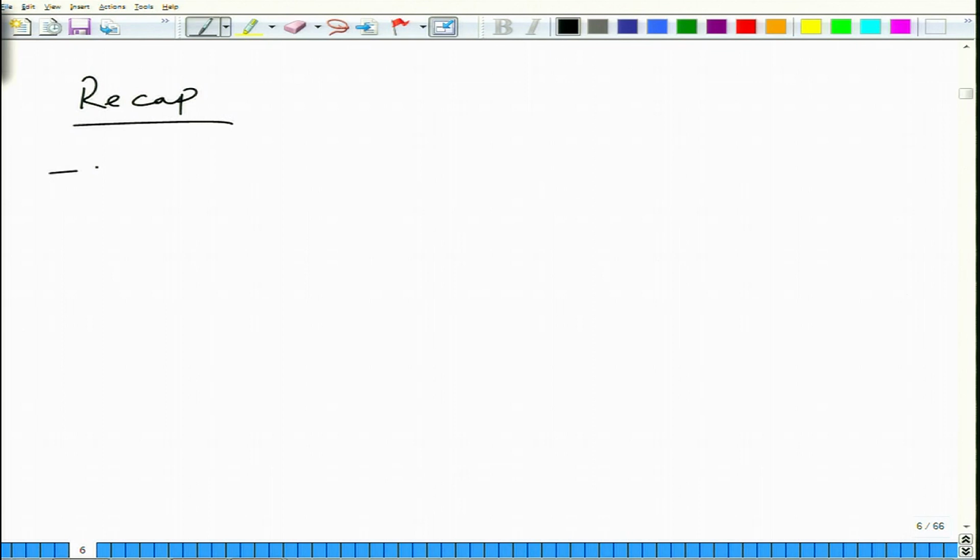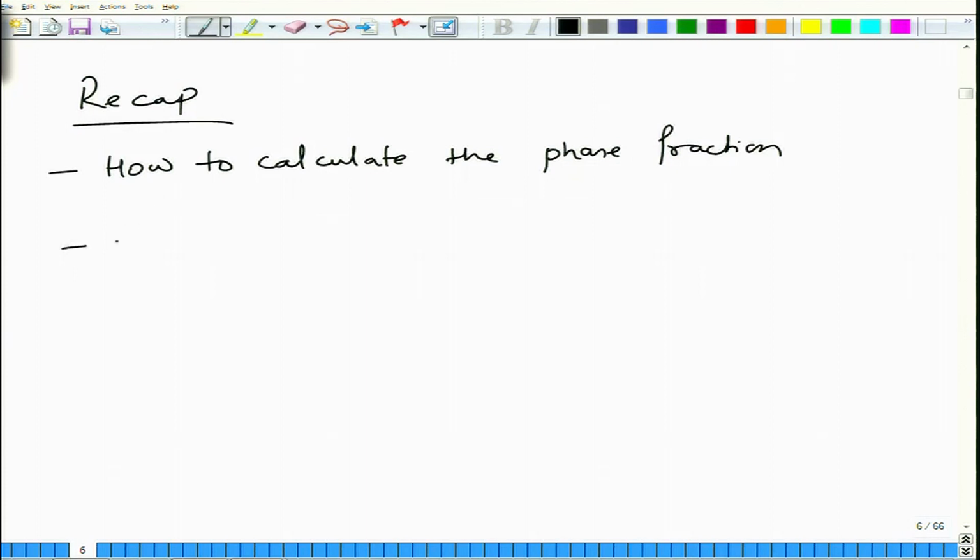In the last lecture we looked at how to calculate the phase fractions in a binary eutectic system, especially concentrating on hyper-eutectic composition. So we correlated the components of different phases, and then we looked at a few example phase diagrams.